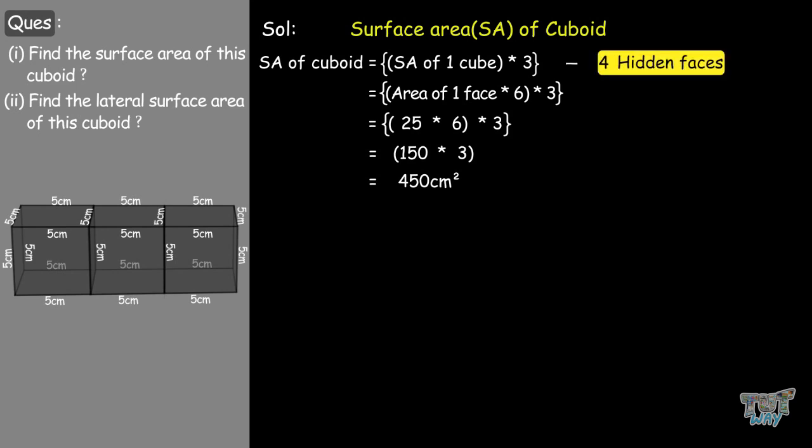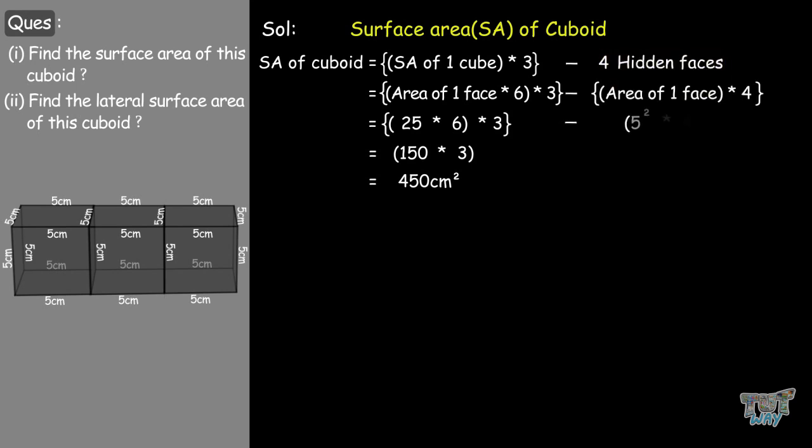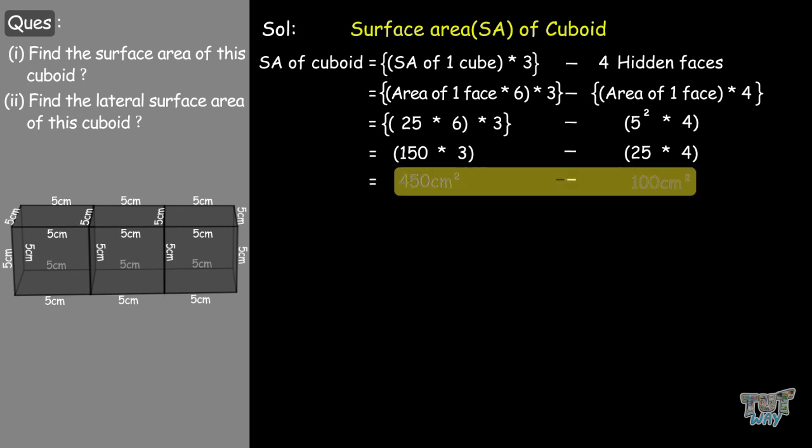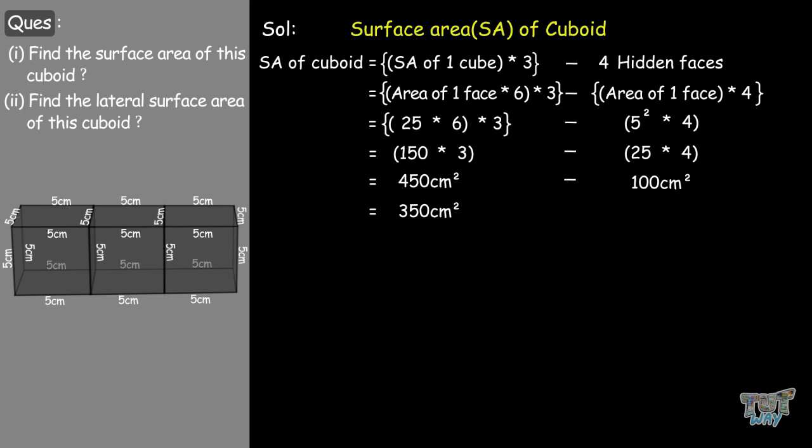Then we subtract the 4 hidden faces, which is area of 1 face times 4, which is 25 times 4, which is minus 100 centimeters squared. So then you subtract that from 450 centimeters squared. That will be 350 centimeters squared. So we have calculated the surface area of this cuboid.